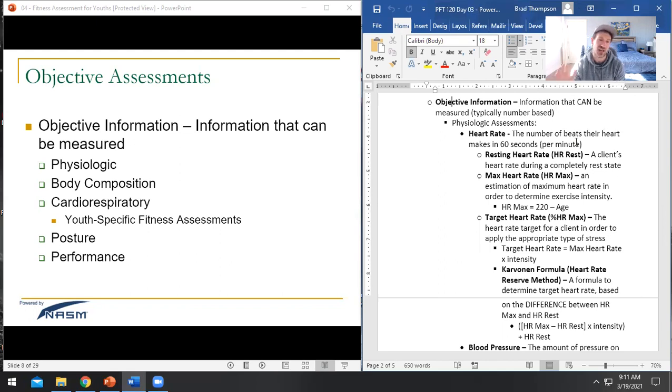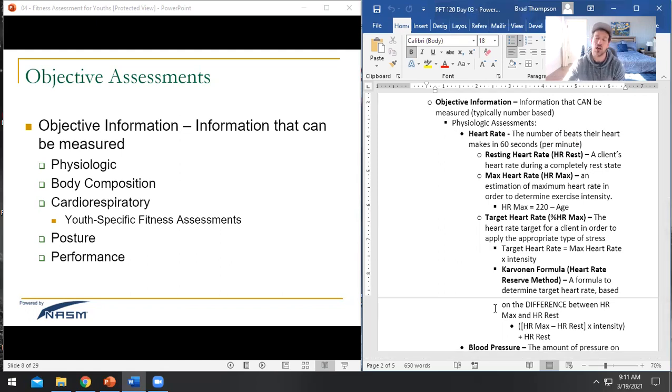If I were to measure, like Dalen, had you run a 1 mile run and then measure what your heart rate is at the end of that mile, right? That is a hard number-based piece of information. So I could train both of you guys for a couple weeks and then look for improvements in those things by running you through the same assessment. It's like, hey, your heart rate went down, right? Boom, the program worked. Hey, your bench press went up. Boom, the program worked, right? So this is our objective information.